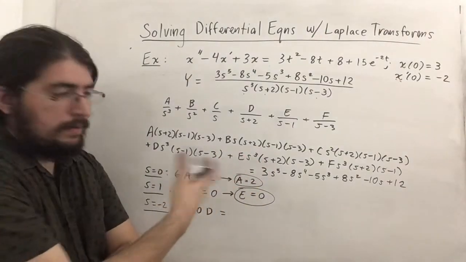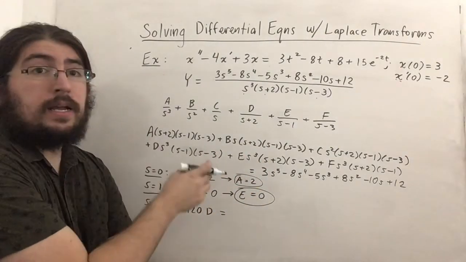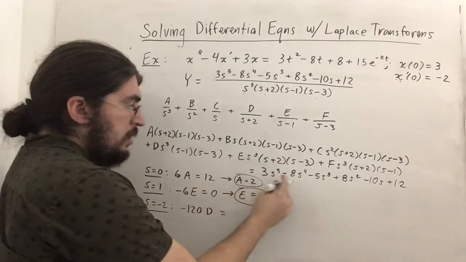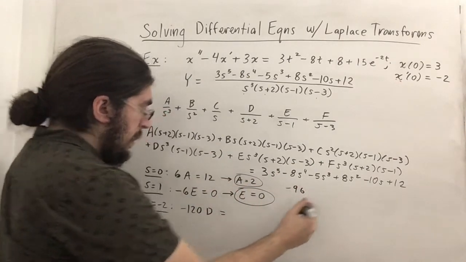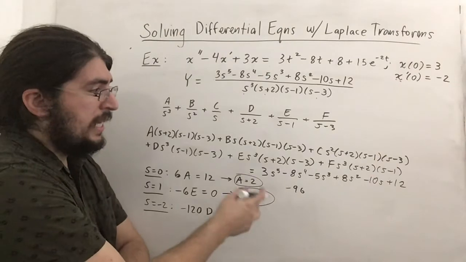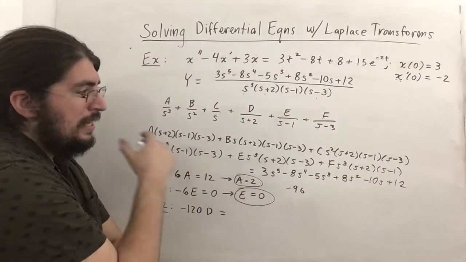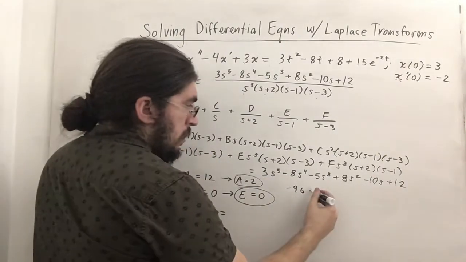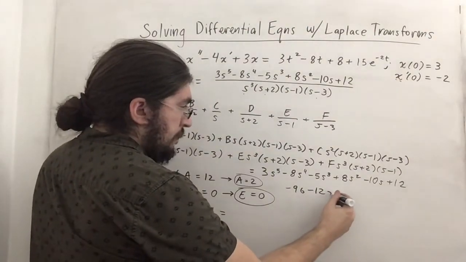It's going to be a little long to do by hand, but that's fine. Negative 2 to the 5th is negative 32 times 3 is negative 96. Negative 2 to the 4th is positive 16. 16 times 8 is going to be 128. So that's going to be negative 128.